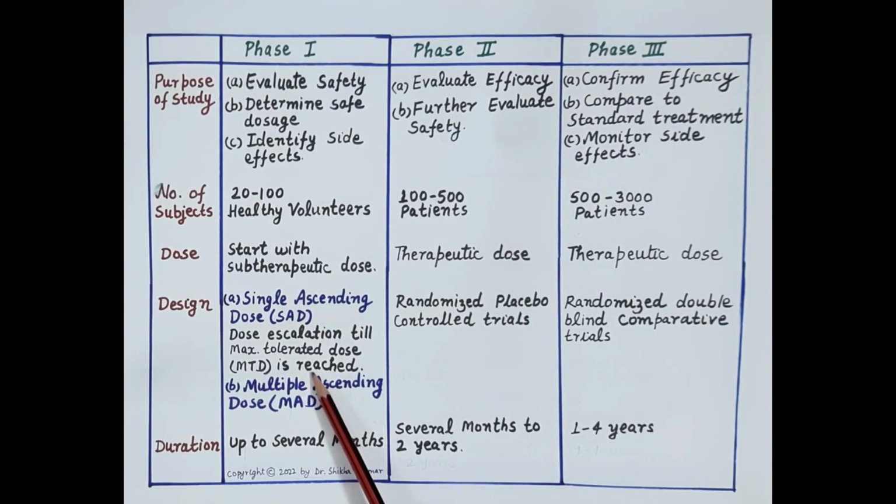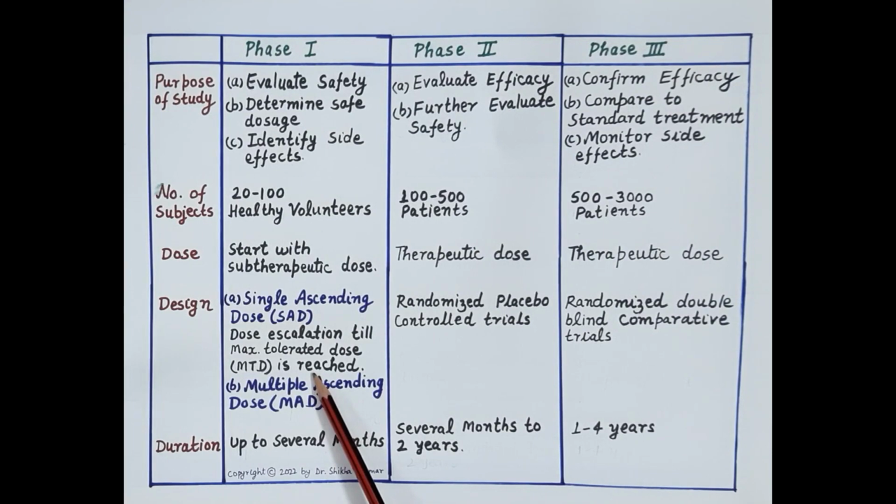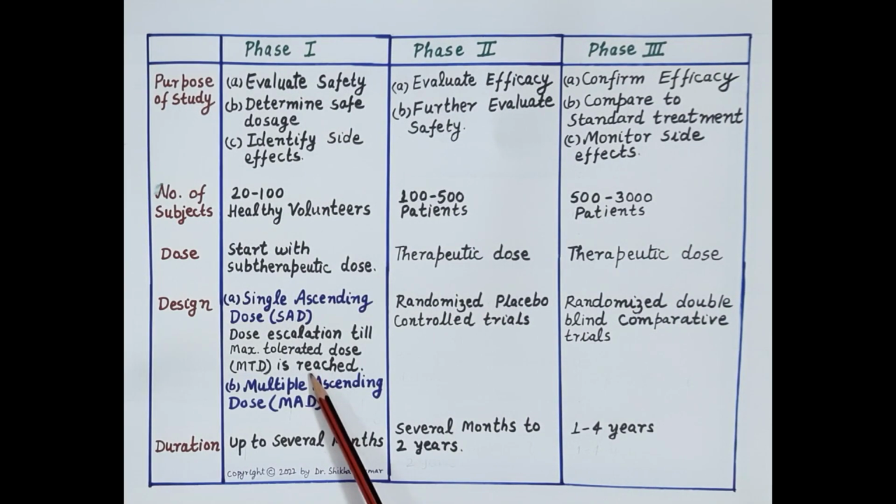Now, maximum tolerated dose is the highest dose that will produce the desired therapeutic effect with acceptable side effects. So, this is very, very important that the maximum tolerated dose is determined. So, safety of the drug is evaluated. Safe dose and the dose range is also decided. Now, duration of the study is up to several months.